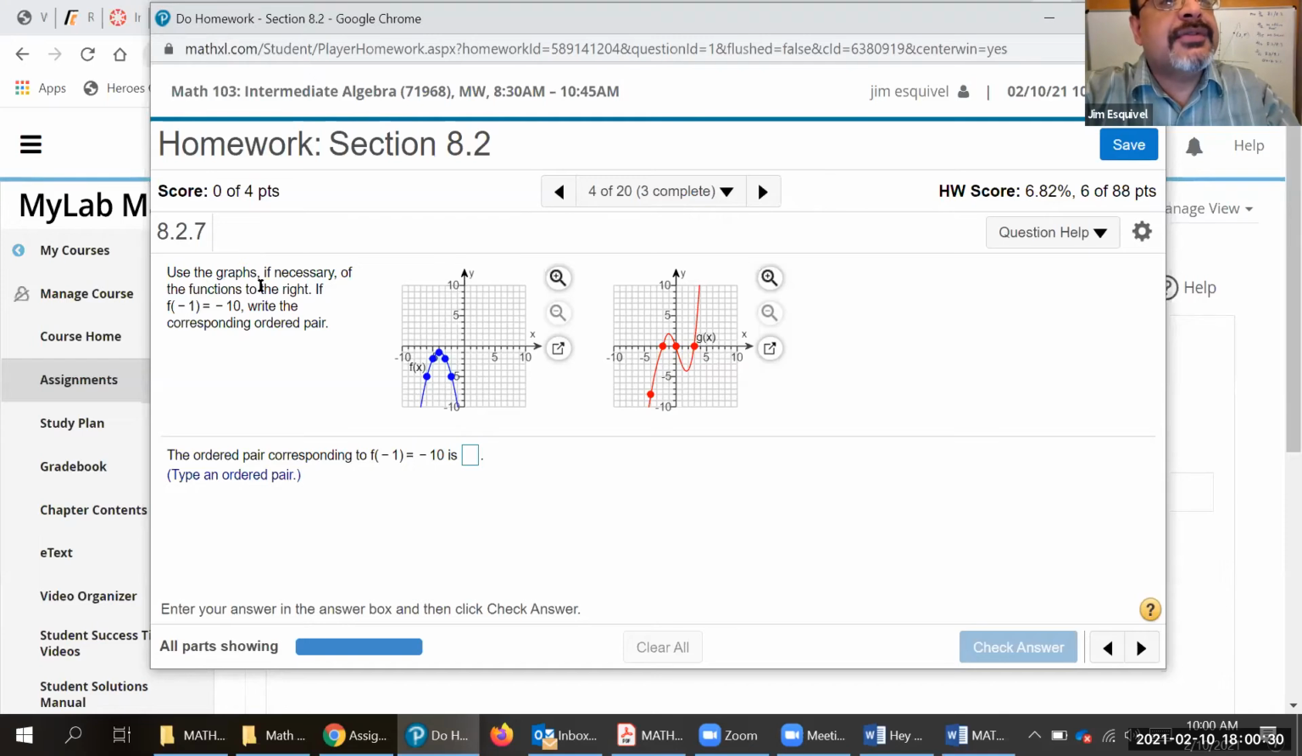Use the graphs if necessary of the functions to the right. If f of -1 equals -10, so if you plug in -1, you get -10. Write the corresponding, oh, that's all we're doing? Write the corresponding ordered pair.